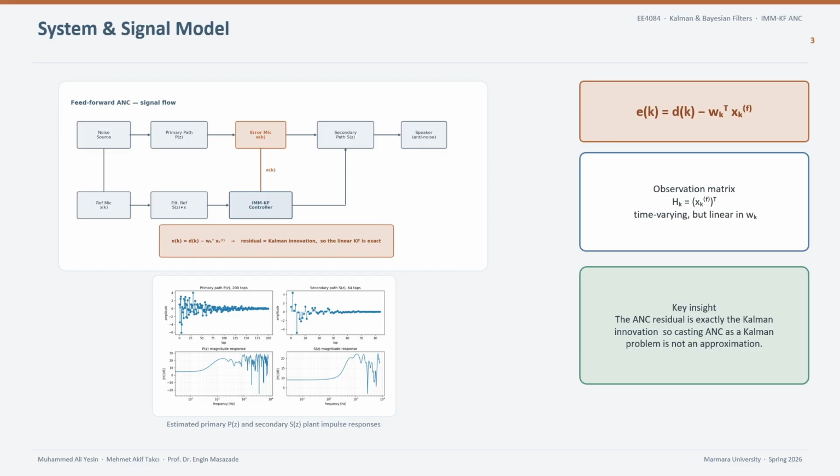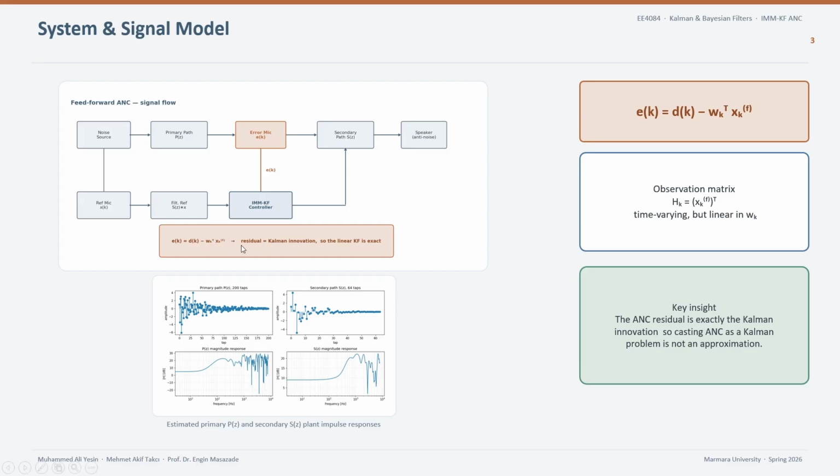Here's the system. It's a standard feed-forward ANC topology. A reference microphone picks up the noise. The noise also travels through the primary path, P of z, to the error microphone. Our controller filters the reference through the secondary path, S of z, and drives the speaker to cancel the noise at the ear. The key equation is in the orange box. The residual e of k equals d of k minus v transpose times the filtered reference.